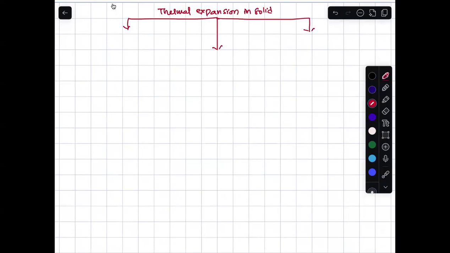One, linear, lengthwise; superficial, area-wise; volume. Okay, you know already. But for an isotropic material, you don't require to study all the three, right? For example, I am taking only linear expansion right now.